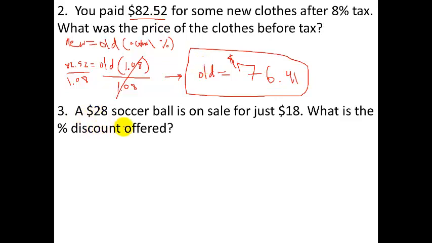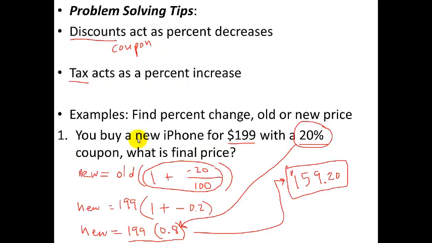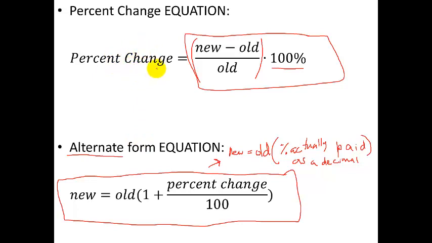Alright, last one. A $28 soccer ball is on sale for just $18. What is the percent discount offered? Now in this case, let me zoom back to our equations. We're asking what was the percent discount? What was the percent change? So this top equation is a lot better one to use.